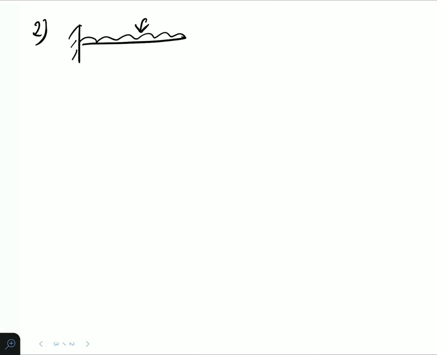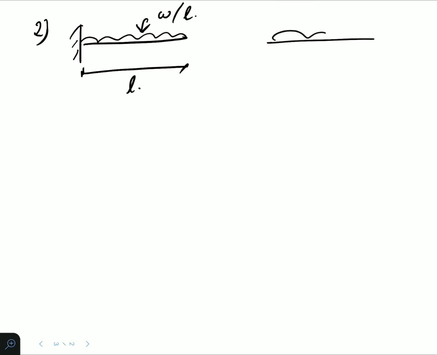A cantilever subjected to a UDL of W per meter run. This is the length L. So W per length. How will we solve this case? See, you have a UDL. The free body diagram will be something like this. Because of this UDL we have W per meter length, so the total load will be WL, that is W per meter length into total length. So that much reaction is needed in order to make sigma Fy equal to 0. From this, we will get the reaction as WL.